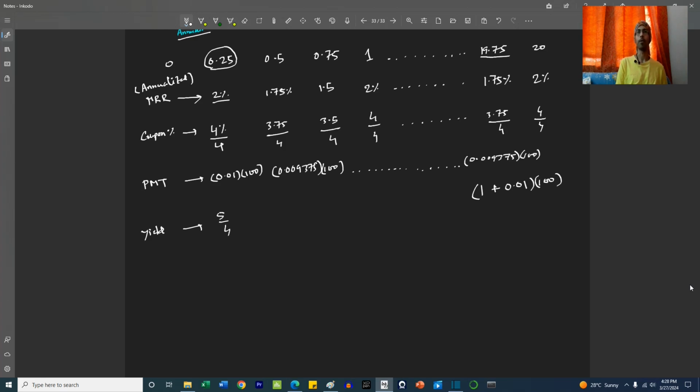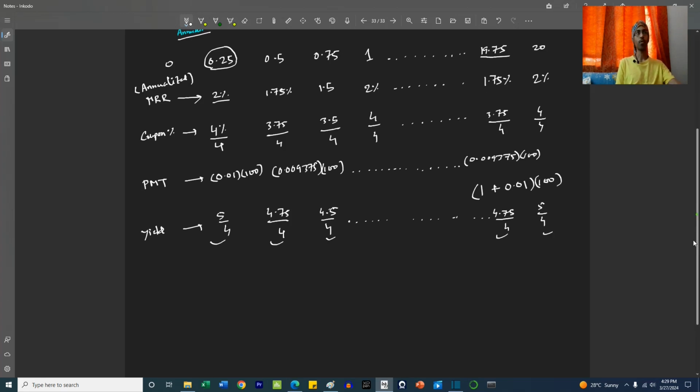This is a percentage number, okay? This is 4.75 by 4, 4.5 by 4, right? This way it will go. Again the last period, or the 19.75th period, this will be 4.75 by 4, and the 20th period it will be 5 by 4 again. So these are the discount rates, right?